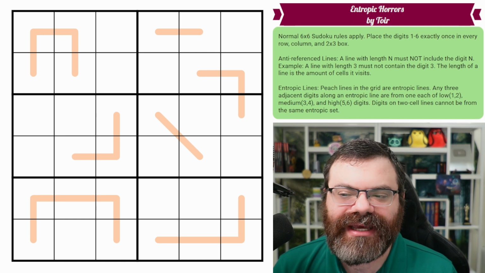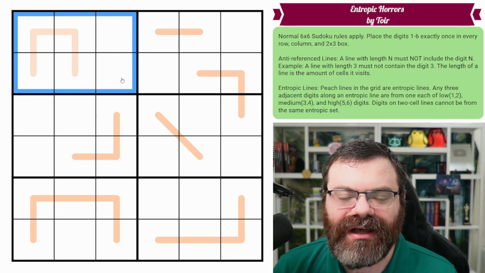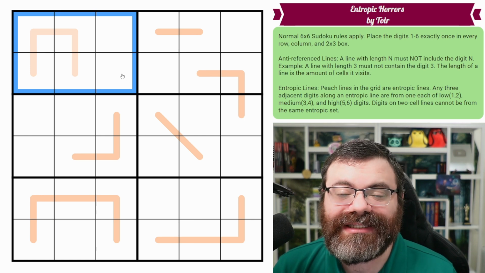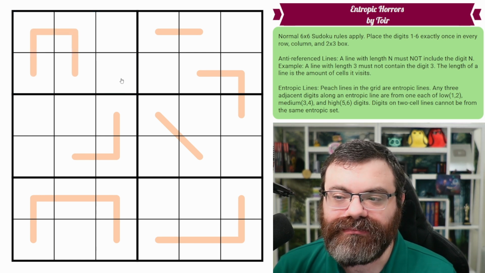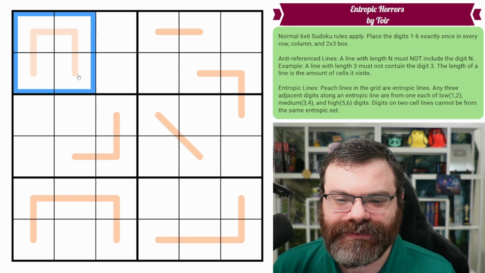We have standard 6x6 Sudoku rules, which means in every row, every column, and every 2x3 box, we are placing the digits 1 to 6 exactly once each. We also have lines in the grid. They're both entropic and anti-reference. Let's go over entropic first.